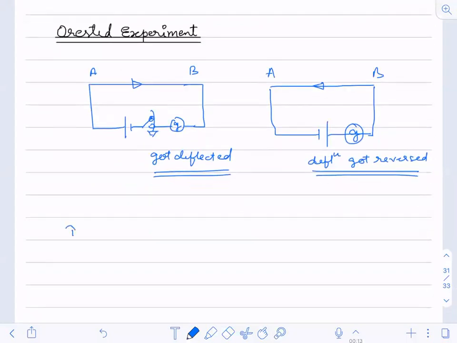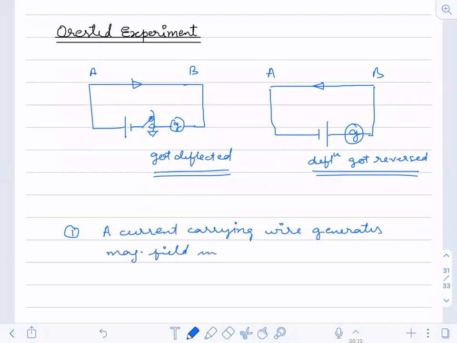What was the first result? He said that a current carrying wire induces or generates a magnetic field in its surrounding region.